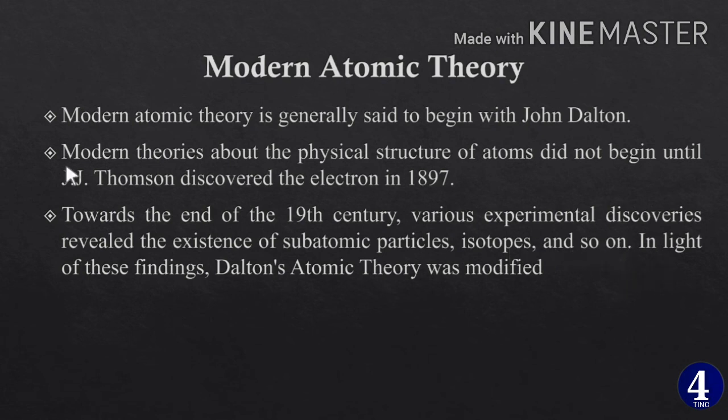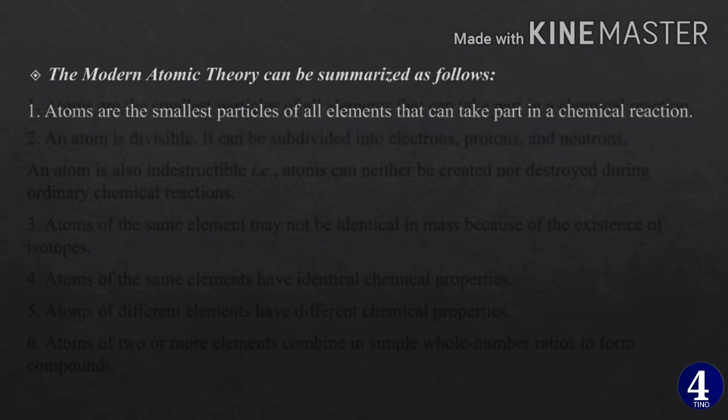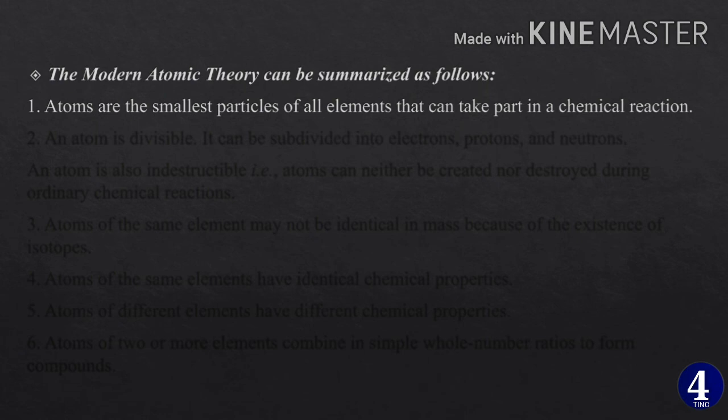So many discoveries. So in light of these findings, the theory of Dalton about the atom was modified. Okay, so the modifications made by the modern atomic theory are presented next. The modern atomic theory can be summarized as follows. The first one, which is similar to Dalton's atomic theory, is that atoms are the smallest particles of elements that can take part in a chemical reaction, okay? In a chemical reaction, the atoms of that element rearrange with the atoms of the other element in order to make a compound, and they are the smallest particles which are involved in a chemical reaction.